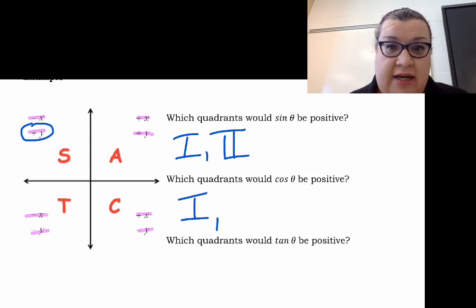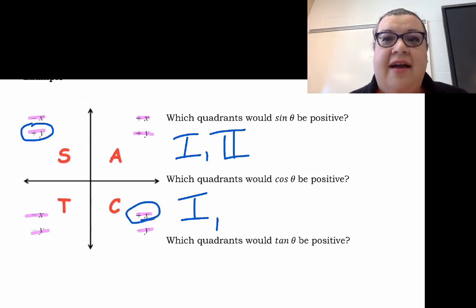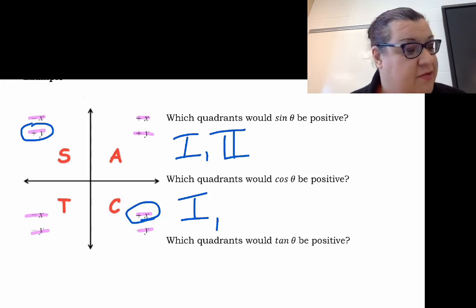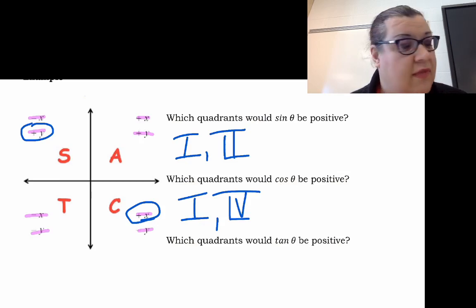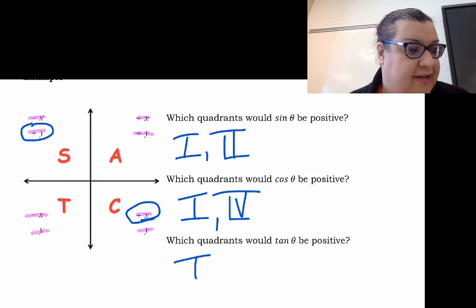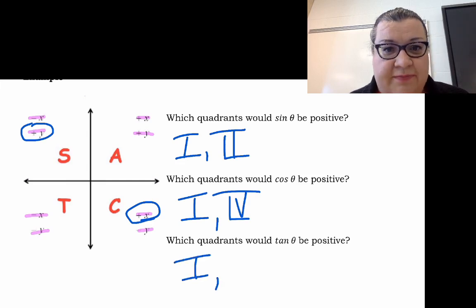In quadrant 3, x is still negative. So cosine will still be negative. But in quadrant 4 here, our x is back to being positive. So we are going to find a positive cosine when the terminal arm is in quadrant 4. Tan is positive then, of course, in quadrant 1, because they all are positive in quadrant 1.